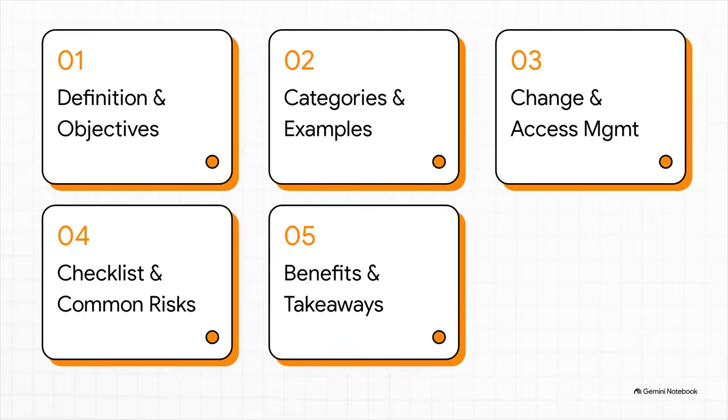Here's our agenda for today. 1. ITGC definition and core objectives. 2. Categories and key control examples. 3. Change and access management processes. 4. Sample checklist and common risks. And 5. Benefits, takeaways, and final formula. We're going to follow this strict masterclass structure, and I promise you we are covering every single detail of this infographic without skipping a thing.